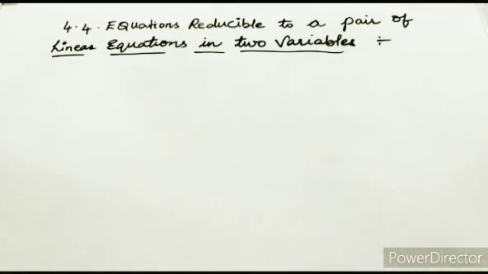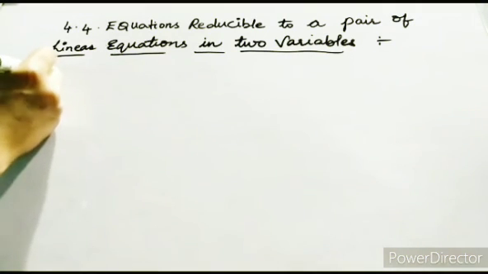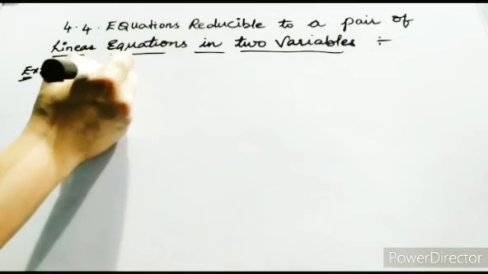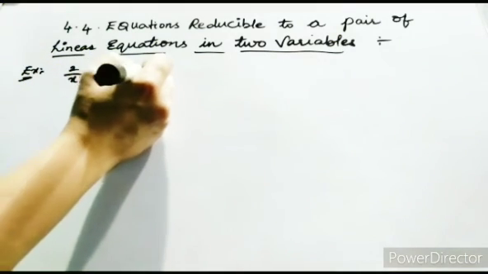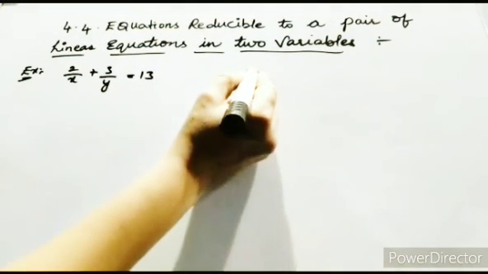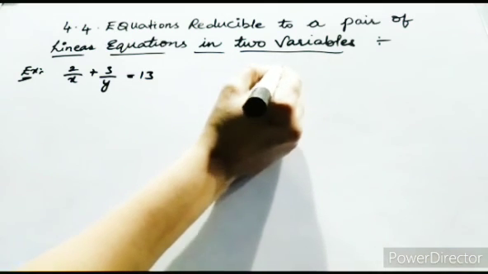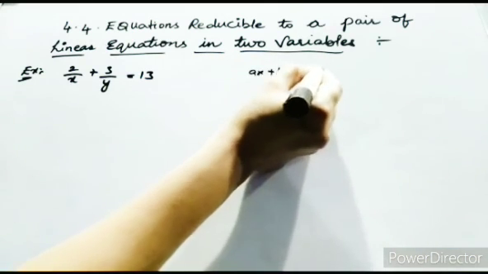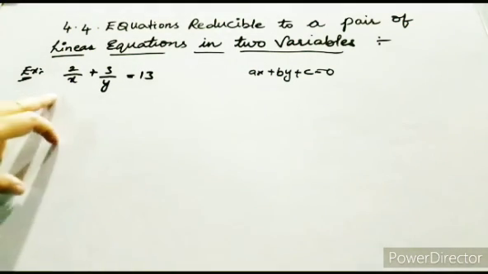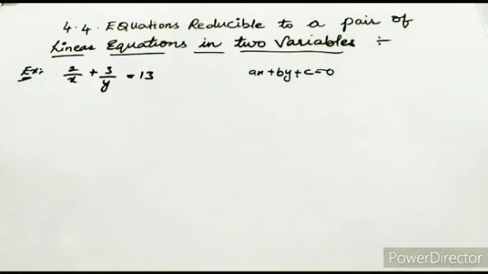Let's take one example to discuss: 2 by x plus 3 by y is equal to 13. We already know that a linear equation must be in the form ax plus by plus c is equal to 0. It must be in this form. Just see the example, 2 by x plus 3 by y is equal to 13. It is not in linear equation form.